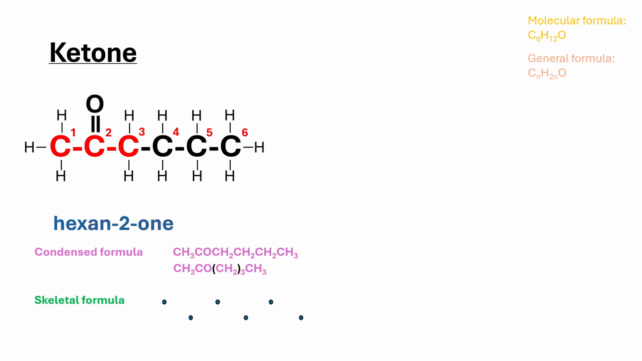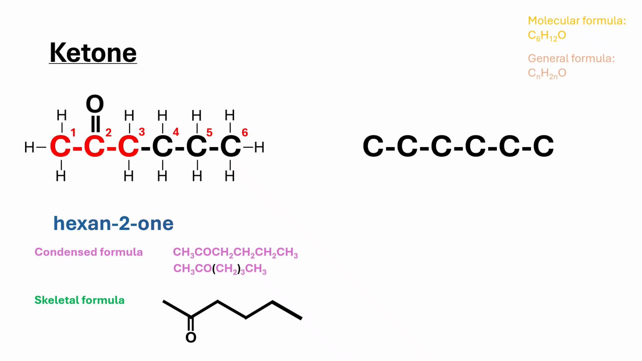And skeletal formula, same drill. We got 1, 2, 3, 4, 5, 6 carbons. Just join them and put your doubly bonded oxygen. And actually, I'm just rubbing off all the dots just in case it's an exam scenario. And there's your carbonyl group.